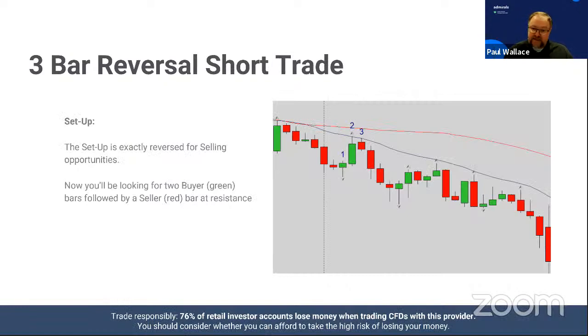For selling, it's exactly reversed, okay? Now what you'll be looking for is 2 buyer bars followed by a seller bar, a red bar, at resistance. So we can see price is beneath the 20, it's beneath the 50. We then get a pullback, which is 2 green bars, followed by a red seller bar, which you might also notice in this case is also an inside bar, and that gives you the opportunity to get into the new trend. So it's just flipped. Whereas for a long trade, you're looking for a pullback with 2 red bars followed by a green bar, for selling, what you're looking for is effectively 2 buyer bars followed by a red seller bar. It's just a flip. It's just a reverse.